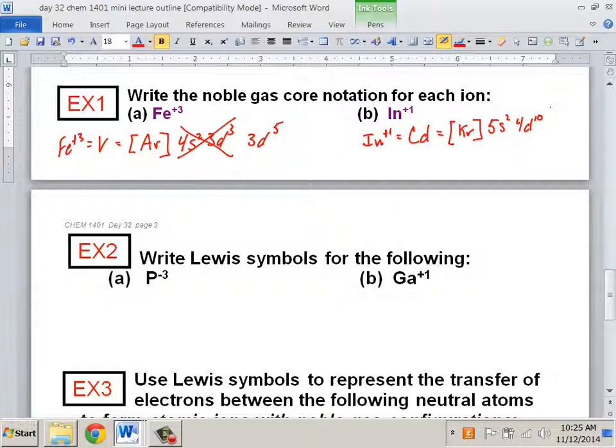The hint is, remember, they want that noble gas core notation too. But you should verify it by recognizing how many valence electrons phosphorus has in the first place. It has 5. So if you want 3 extra, you're going to have 8 in there. Don't forget the brackets with the charge.